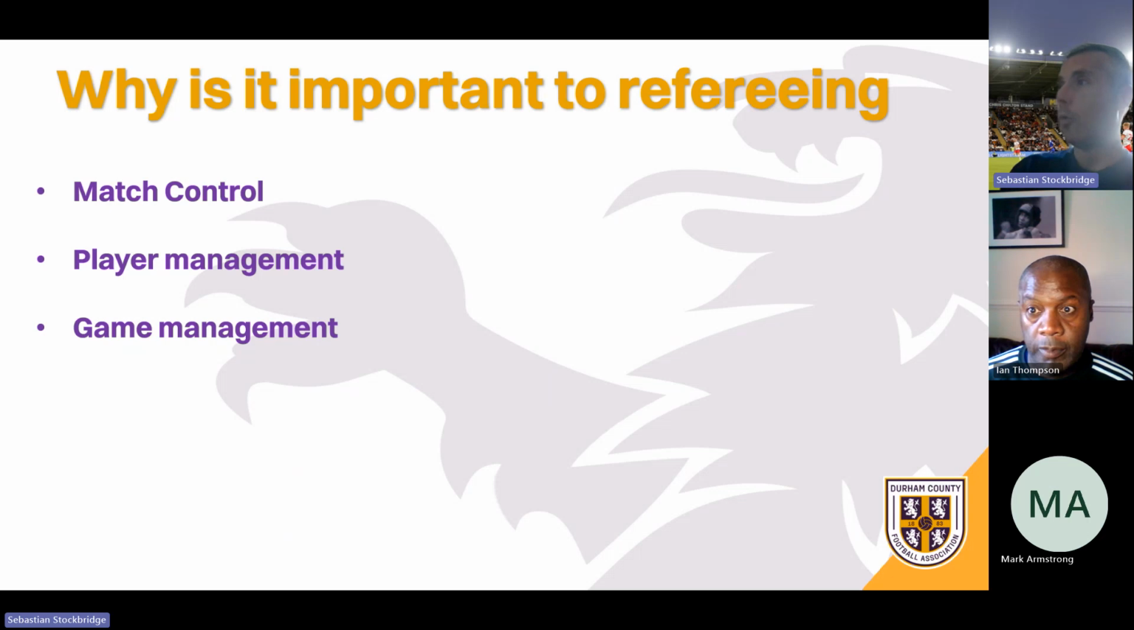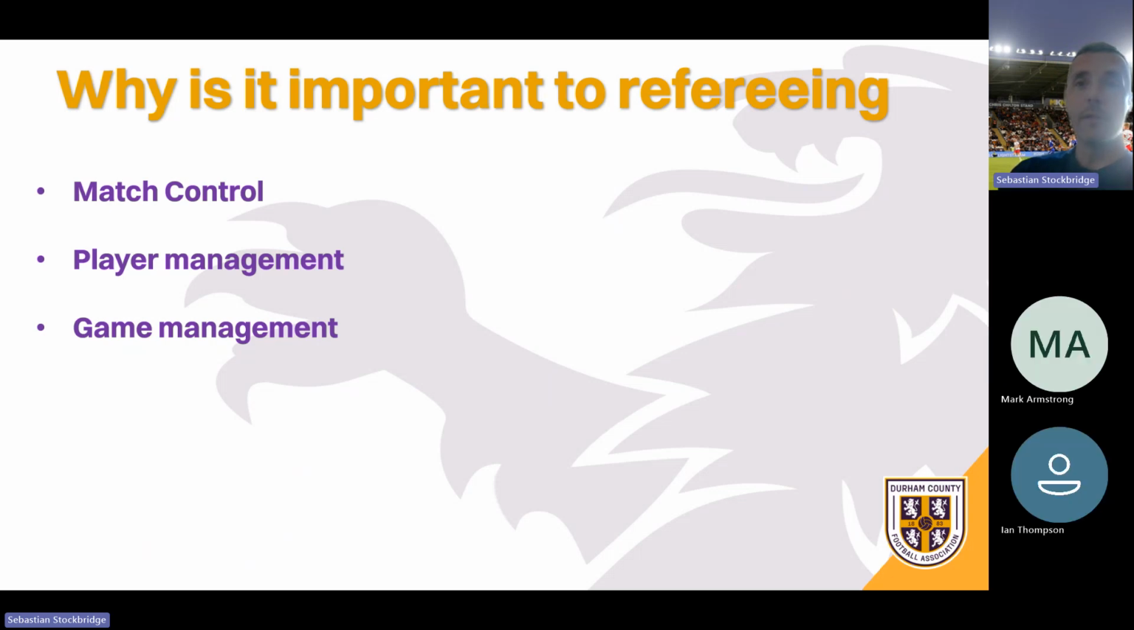Game management. So there'll be times in the game when the temperature rises. So we've just had an incident. Could be something that you've given, could be something that you haven't. And you'll feel it on the field of play. You'll feel a few more tackles go in. It gets a bit more niggly.